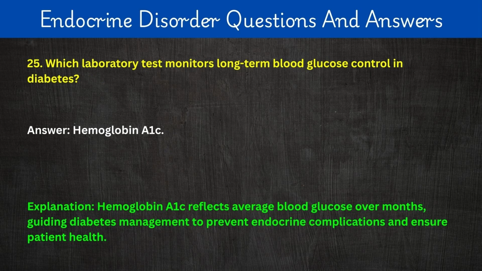25. Which laboratory test monitors long-term blood glucose control in diabetes? Answer: Hemoglobin A1C. Explanation: Hemoglobin A1C reflects average blood glucose over months, guiding diabetes management to prevent endocrine complications and ensure patient health.